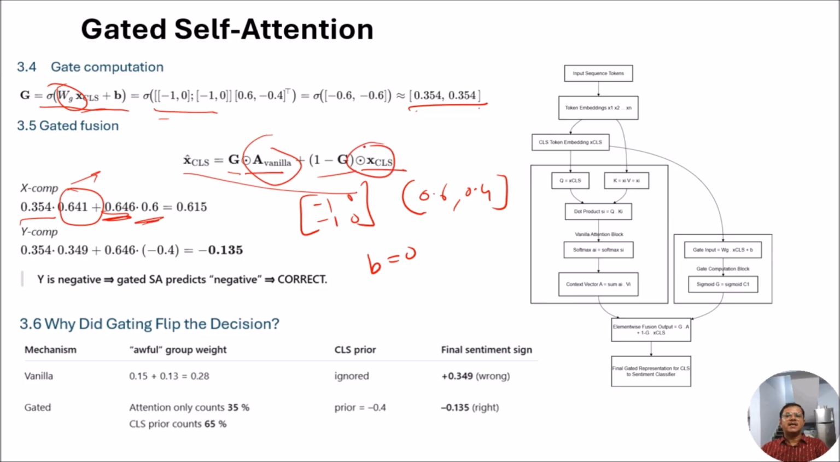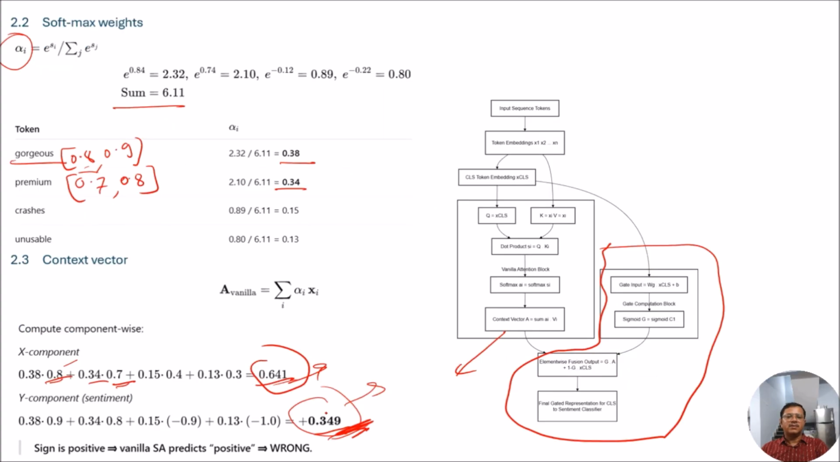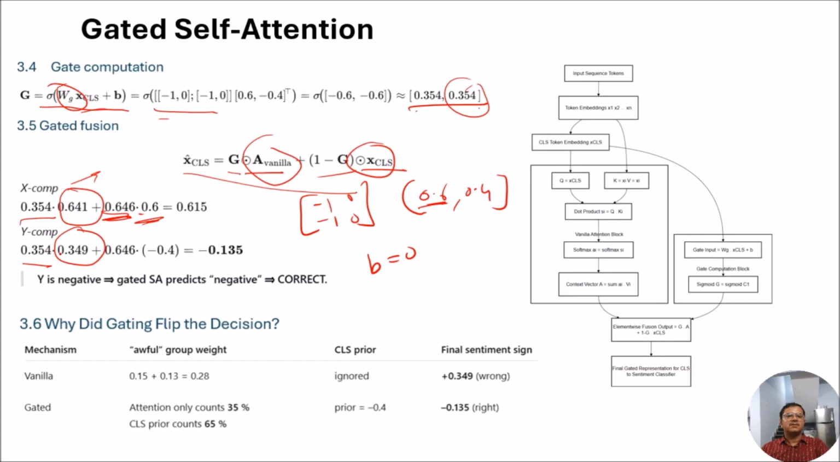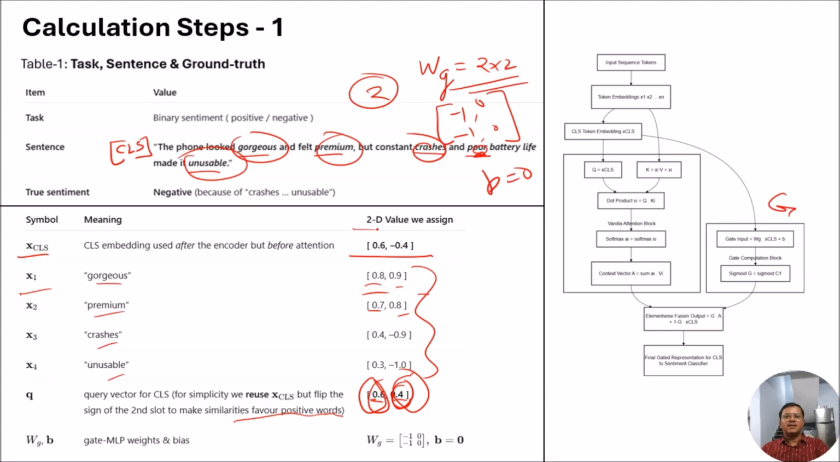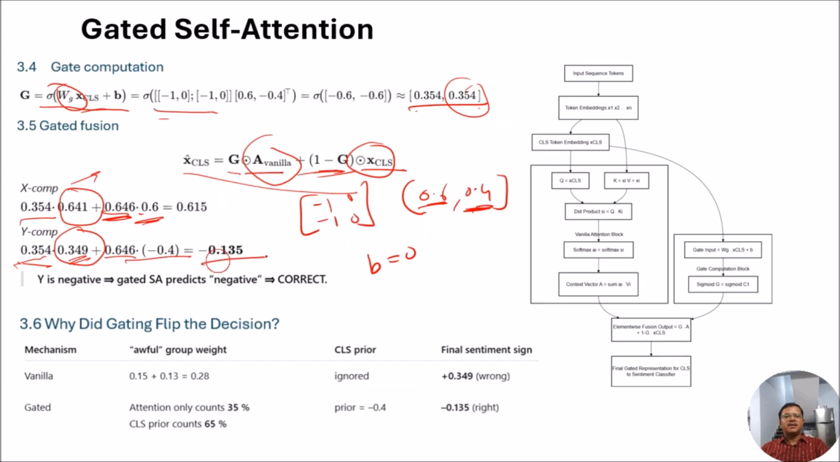Now this is XCLS, so the XCLS value, x part, is 0.6. Similarly the y component will be computed, this part here, and then this part is calculated here, 0.349. We took the same value, and 1 minus 0.354 is 0.646, and then this score that was given earlier, we just apply it here, and then we get some negative sentiment here.